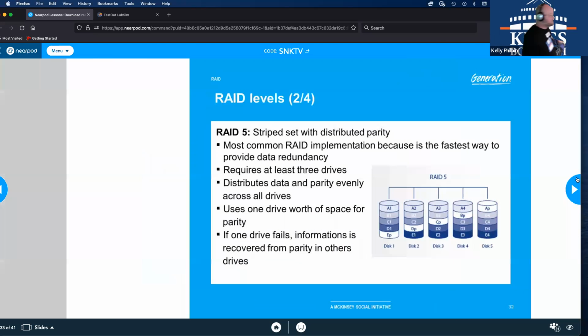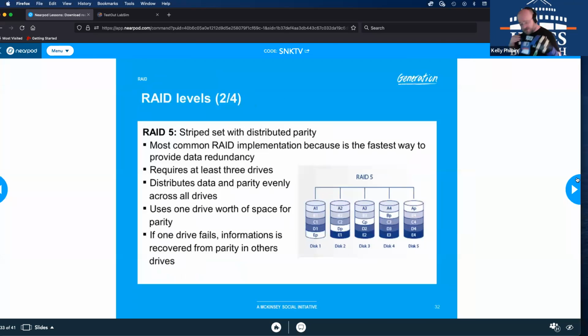RAID 5: I want to increase my storage capabilities and still have some pretty good performance boosts, but I'm not really going to YOLO with my data and just say, I don't care, I'm just going for it. I'm willing to buy that one extra drive to give me a little peace of mind. So I've got some speed increases here, not as much as a 0, and I got some data integrity. If I lose a drive, the memory controller can rebuild that information for me and I'm still okay.